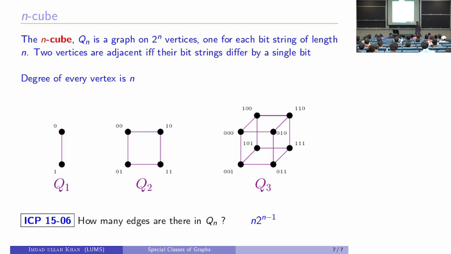Yes, you had some question? You could say that the degree of each vertex could also be n choose 1, because we choose. Yeah, n choose 1 is equal to n. Okay?